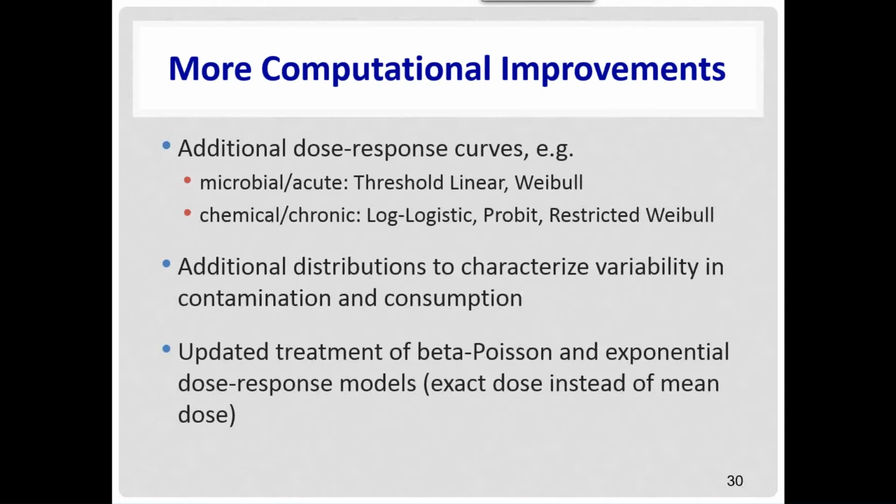Also of note, in FDA-iRISK version 2, we have refined how the beta Poisson and exponential dose response equations are implemented. It has to do with the precise way that the dose is computed. Now the exact dose, instead of mean dose or average dose, is implemented in these dose response equations. And you will see the new equations in the technical document that is available today online.